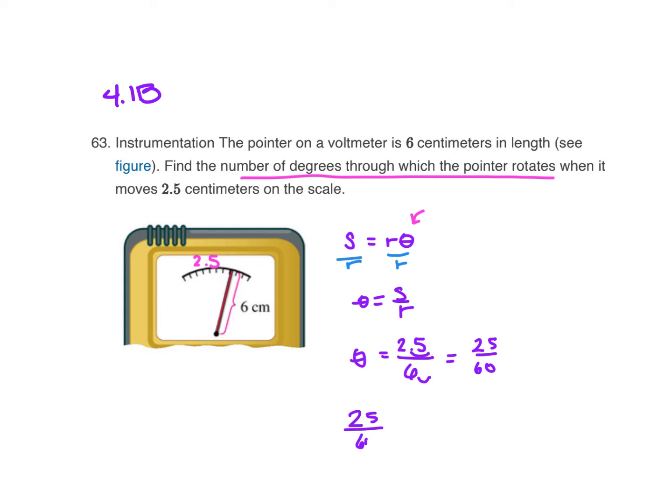So 25 over 60 times 180 degrees over pi. So 60 goes into 180 3 times. So we're looking at 75 degrees over pi. Then if you plug that in a calculator, you would get 23.87 degrees.